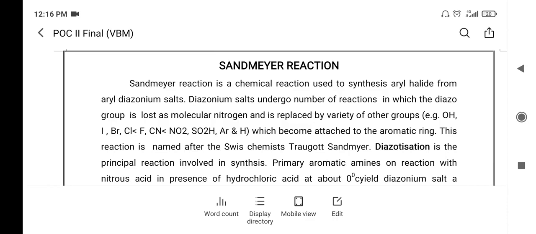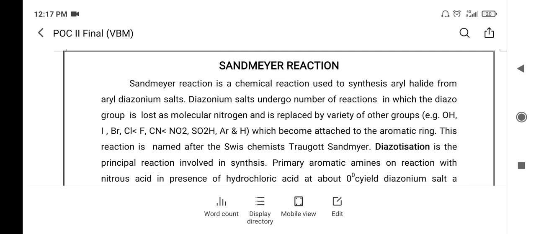Hello everyone. Today we are going to start a new experiment, which is experiment number 3, the synthesis of para-iodobenzoic acid. The aim of this experiment is to synthesize para-iodobenzoic acid from para-aminobenzoic acid by the Sandmeyer reaction. To perform the synthesis, first of all we have to know about the Sandmeyer reaction.